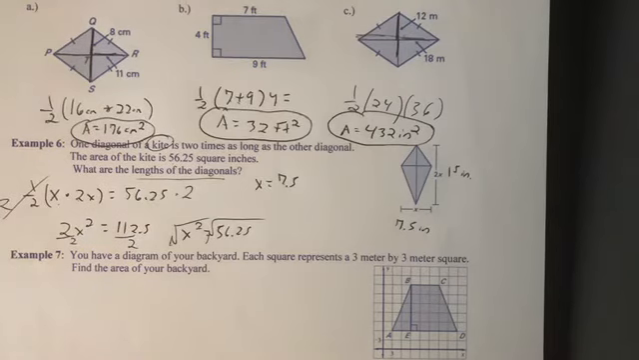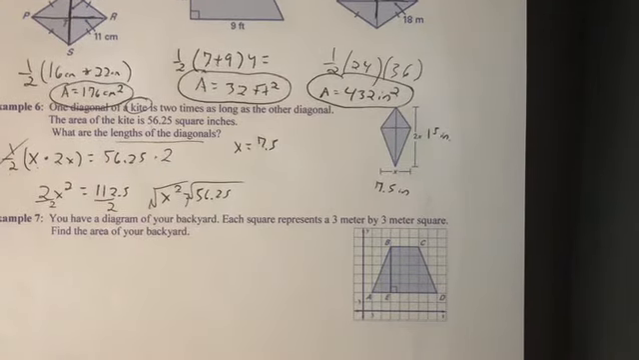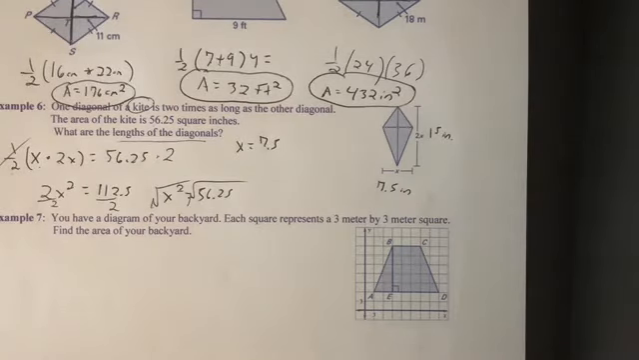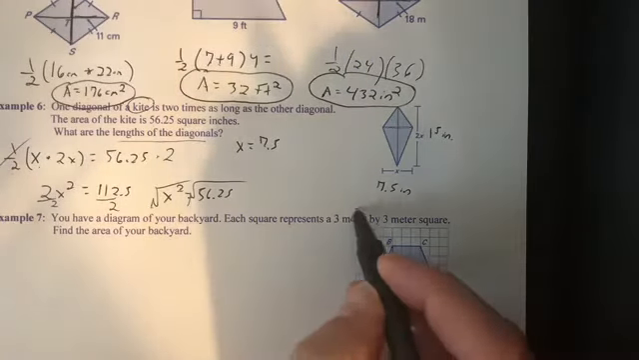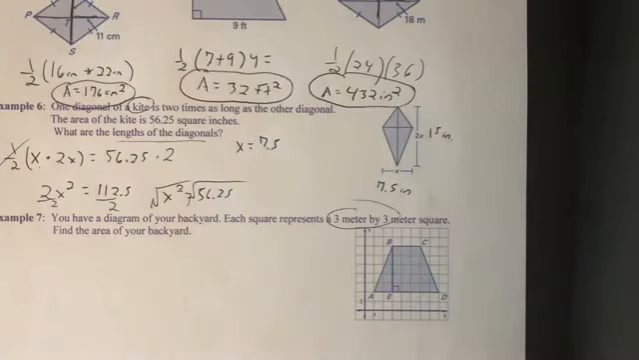Our last example, example 7. You find a diagram of your backyard. Each square represents 3 meters by 3 meters. This is very important. I can see a lot of people assuming that this is just 1 unit here, but it's actually 3 because the square is 3 by 3. So these are going to be 3 units apiece. It's also identified here on the graph.